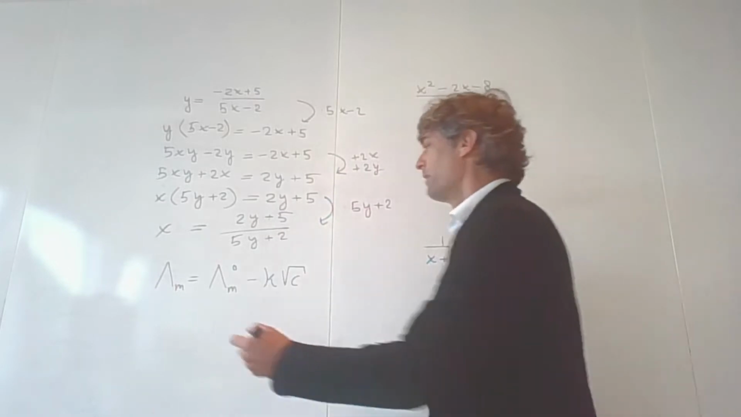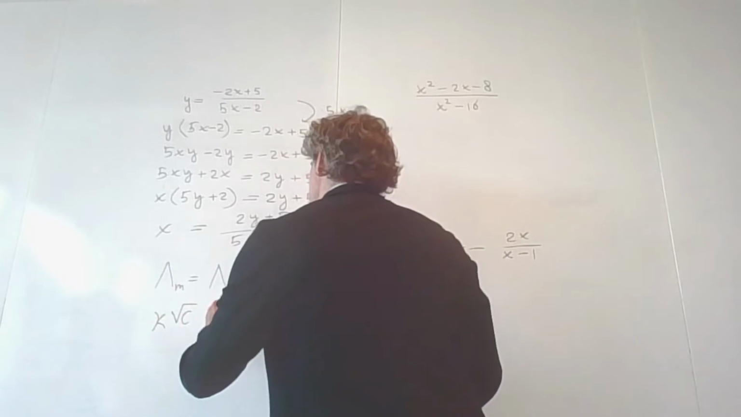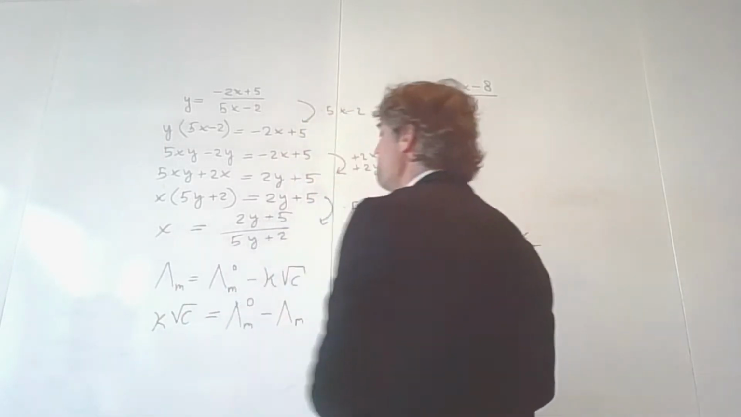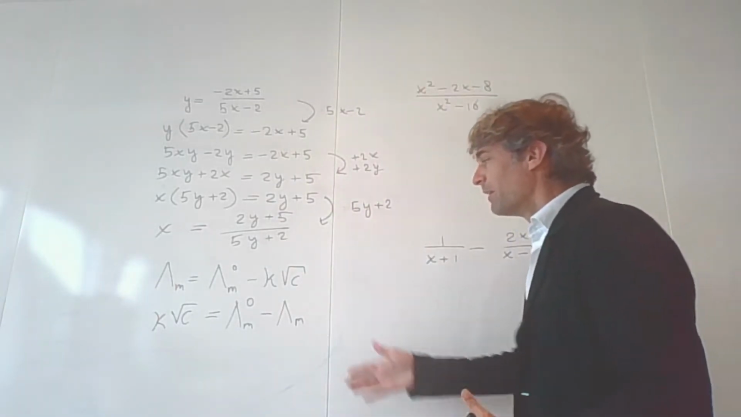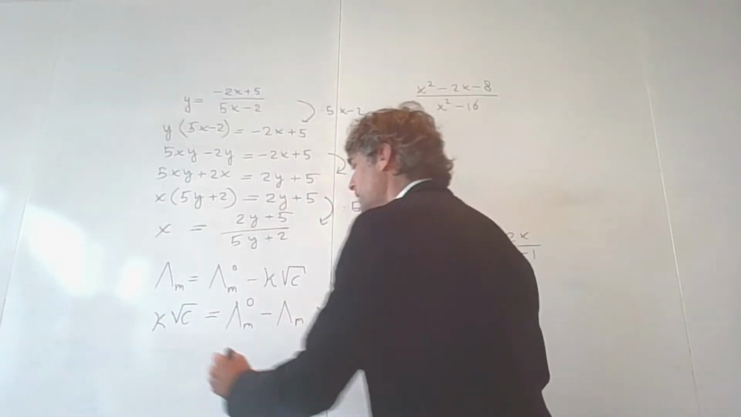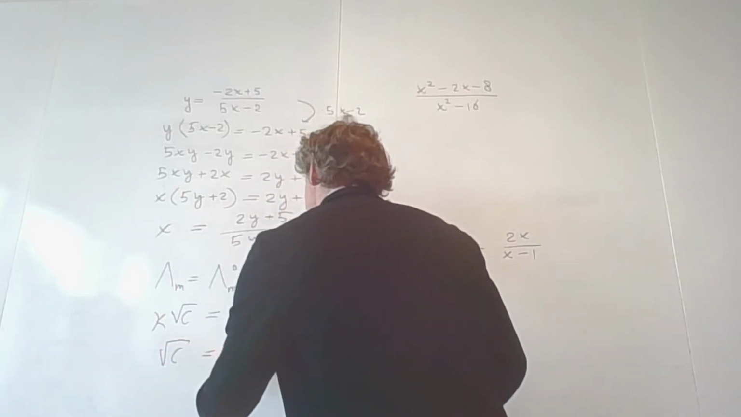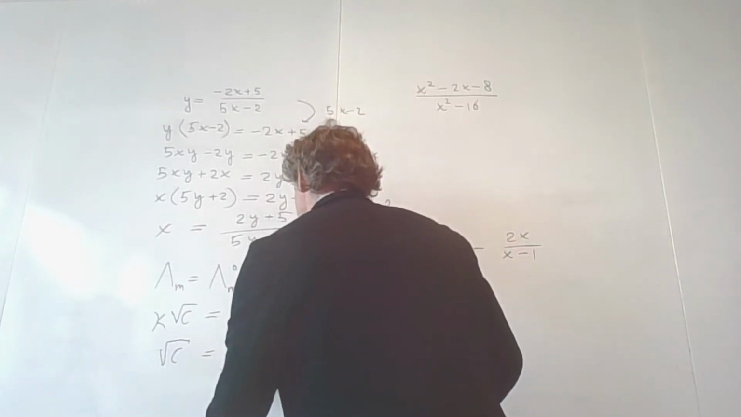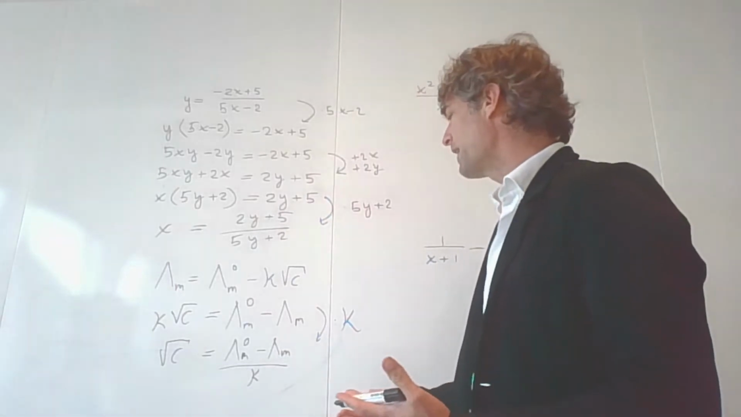So that would give me k squared of c is lambda m0 minus lambda m. That's the first step. Nothing too dramatic happens here. Then we divide by the k. We get the square root of c equals the lambda m0 minus lambda m divided by k. And then the very last step is just to simply square both sides.